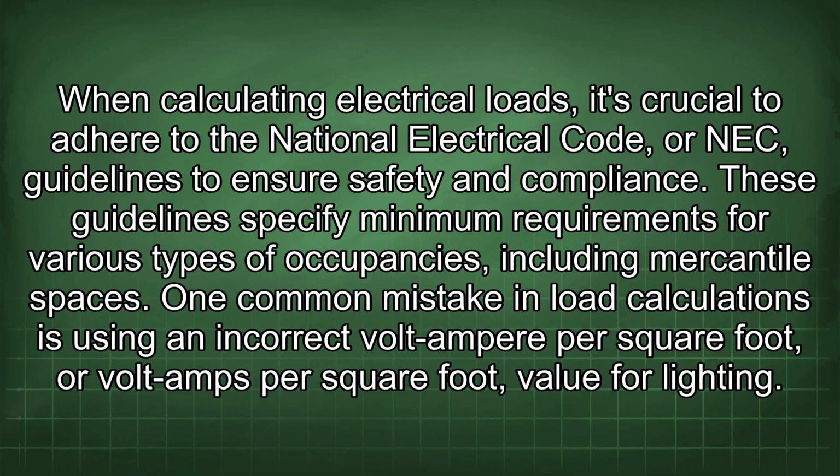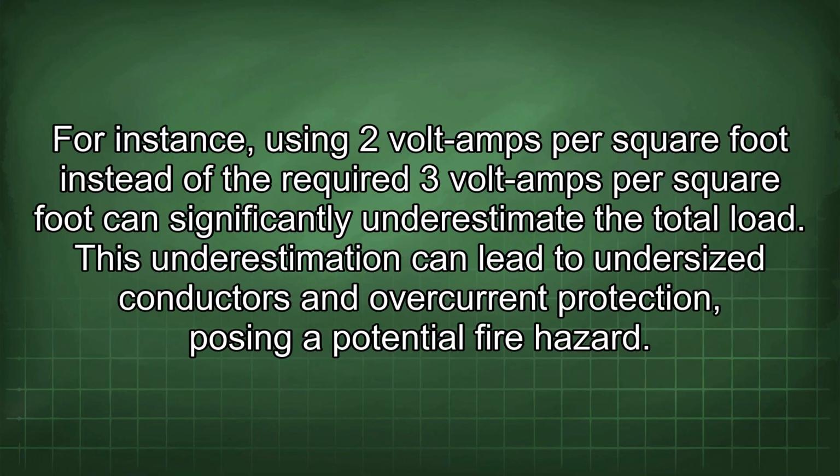One common mistake in load calculations is using an incorrect volt amps per square foot value for lighting. For instance, using 2 volt amps per square foot instead of the required 3 volt amps per square foot can significantly underestimate the total load. This underestimation can lead to undersized conductors and overcurrent protection, posing a potential fire hazard.